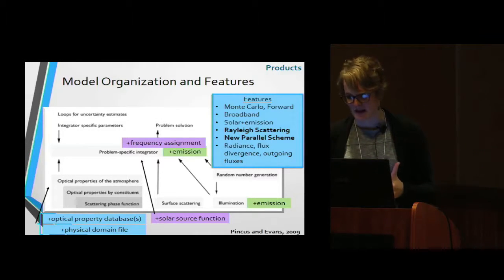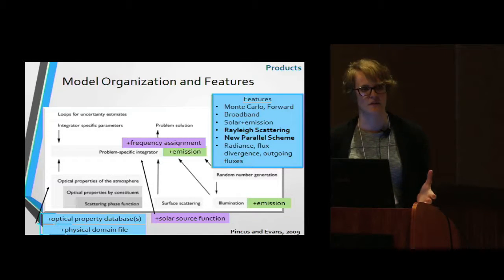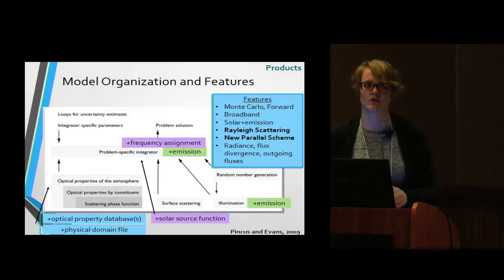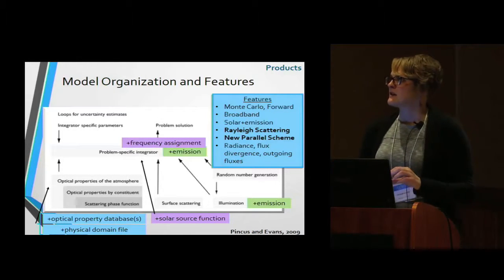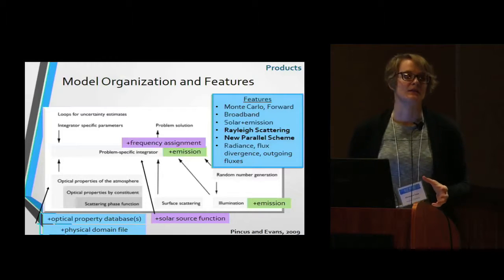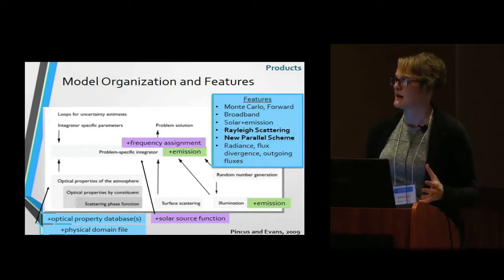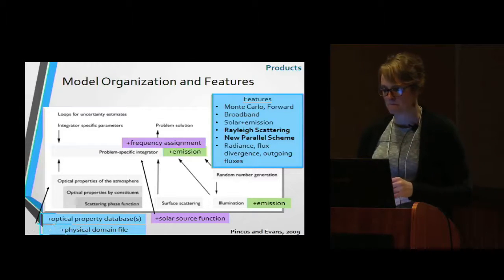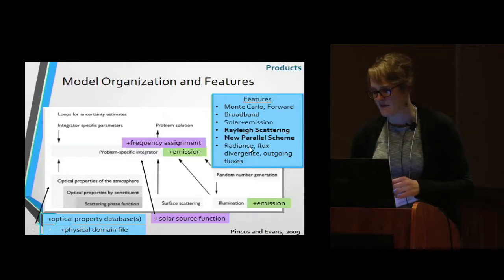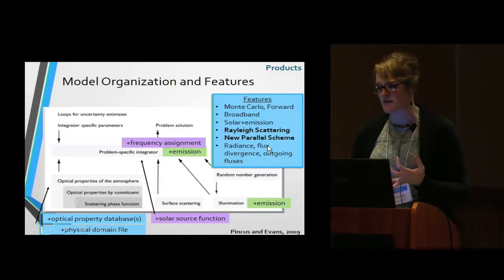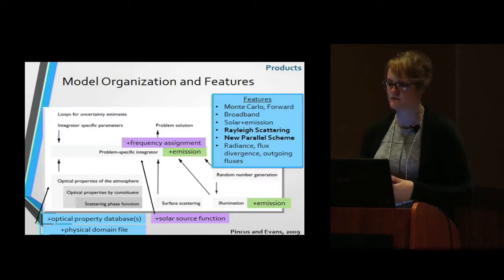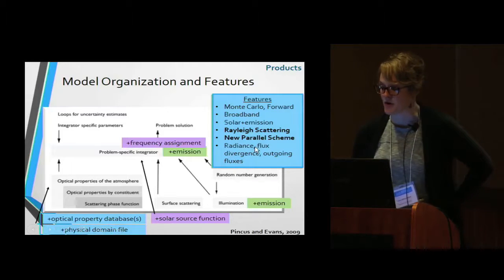But then to make it broadband, I had to figure out a way to integrate over the electromagnetic spectrum. And that's when I came across, in engineering literature, a Monte Carlo technique for doing that. So basically, you're using a Monte Carlo method to sample the spectral space and assign a frequency to each of those energy packets. And then what we get out is radiance, flux divergence, outgoing fluxes. These are all things that you could use for a variety of atmospheric radiative transfer problems you're trying to solve.